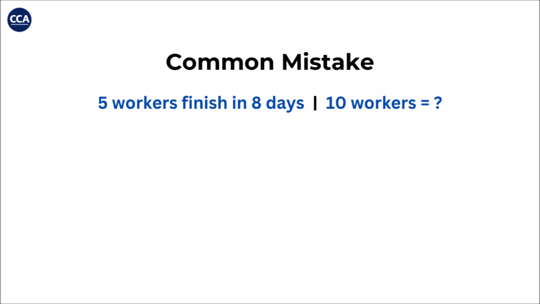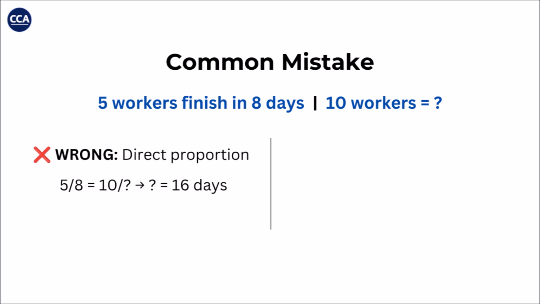A student sees this problem. 5 workers finish a job in 8 days. How long for 10 workers? The student sets up a direct proportion. 5 over 8 equals 10 over question mark. Cross multiplies. 5 times question mark equals 80. Answer, 16 days. That is completely wrong.